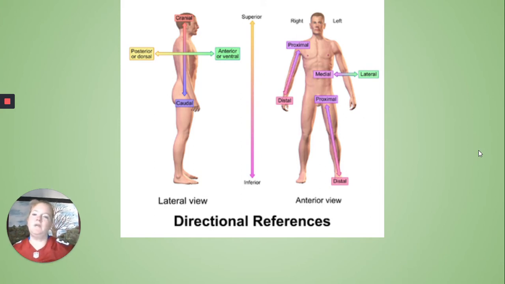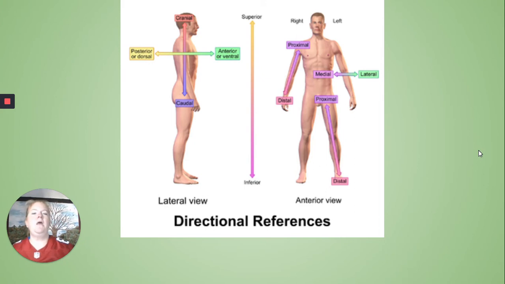Another term for anterior is ventral. Another term for posterior is dorsal. I remember the dorsal one because the shark has a dorsal fin. Another term for superior is cranial or cephalic, and another term for inferior is caudal.